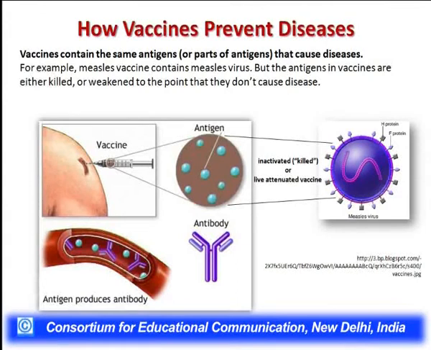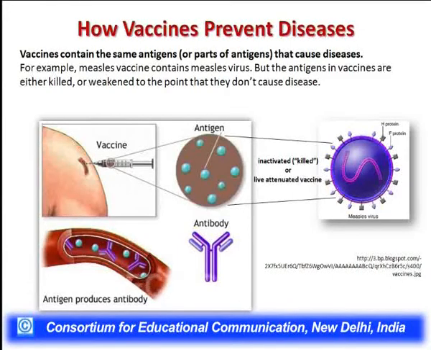Now let's take up how exactly the vaccines prevent the diseases. Vaccines basically contain small antigens or a part of the antigens which cause the disease. For example, the measles vaccine contains a measles virus. But these measles viruses are either killed or they are attenuated by growing in a prolonged condition at abnormal stages, so they lose their property of pathogenicity.